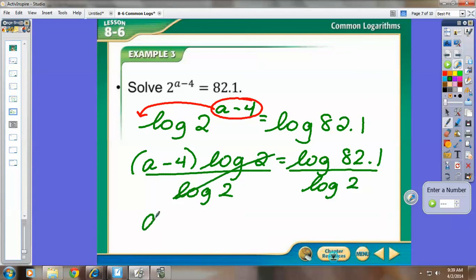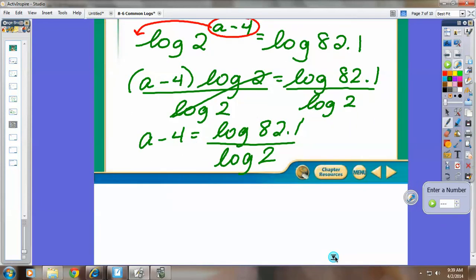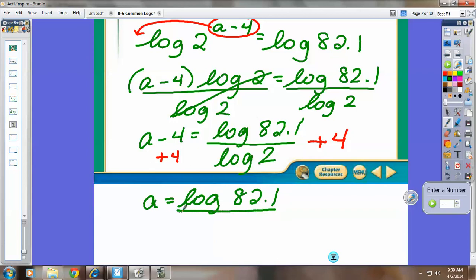So we're left with a minus 4 equals log of 82.1 divided by log 2. One more thing, get rid of your 4. What can we do to get rid of the 4? Add 4, not divide by negative 4, add 4, it's minus 4. I'm going to add 4 to that logarithmic expression. Log of 82.1 divided by log 2 plus 4.